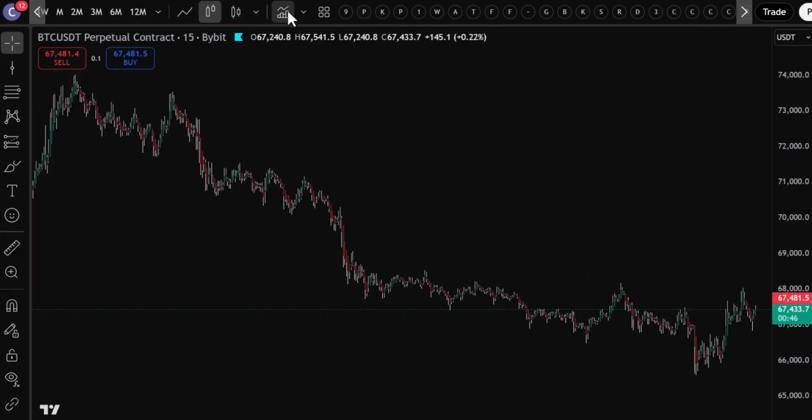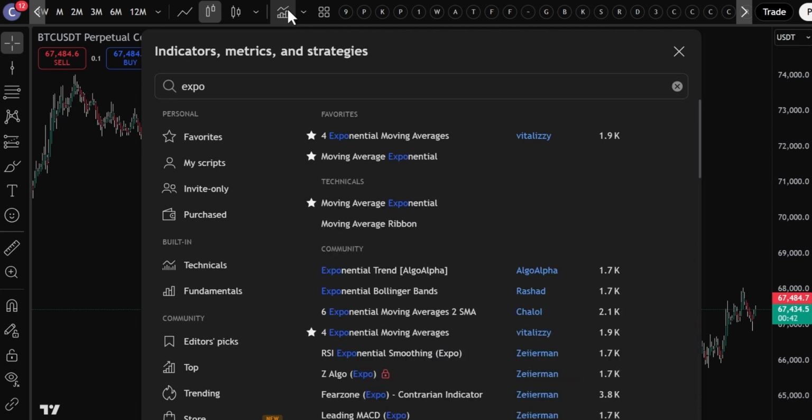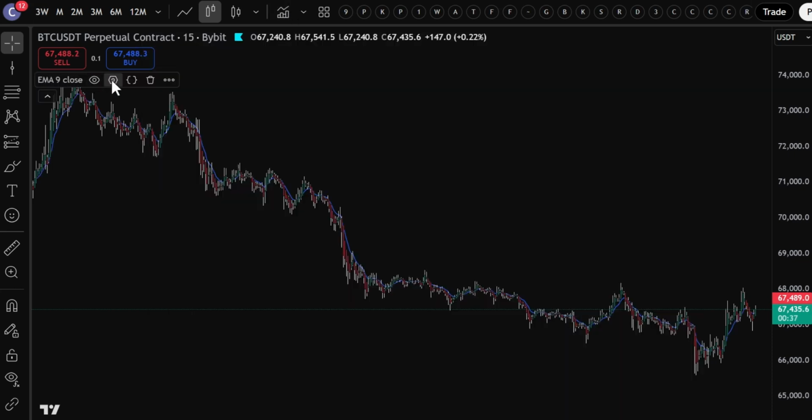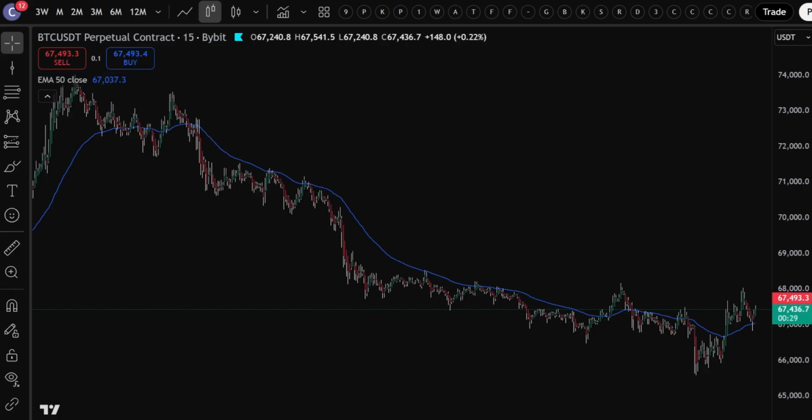Next, go to the Indicators tab, type in Exponential Moving Average or EMA and select it. Click on the indicator settings, go to Inputs and change the length to 50. This 50-period EMA will give you a clear indication of the trend.